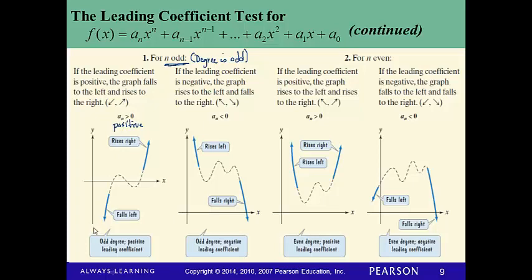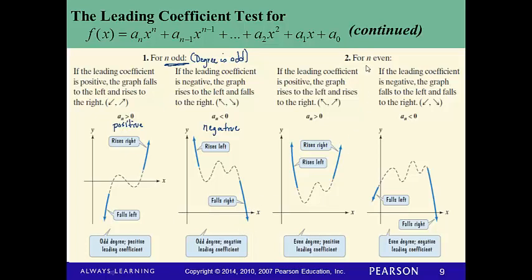So as you're reading your graph, remember we read from left to right. So from left to right, this is falling to the left and rising to the right. So if your n is odd, meaning your degree is odd, and your leading coefficient is positive, it falls to the left, rises to the right. If your leading coefficient is negative, then it rises to the left and falls to the right.